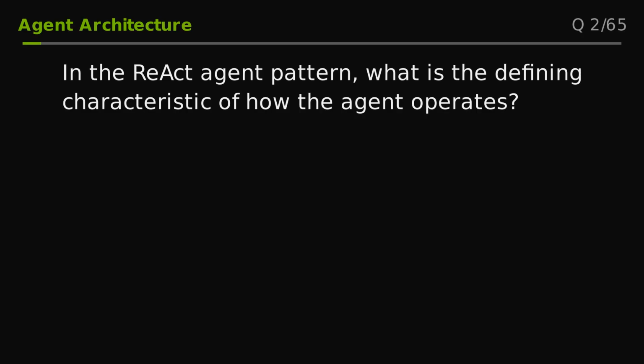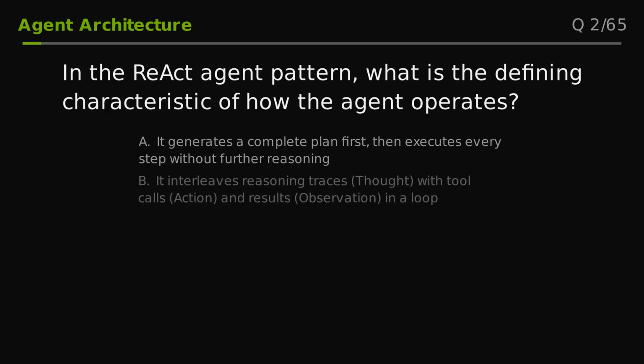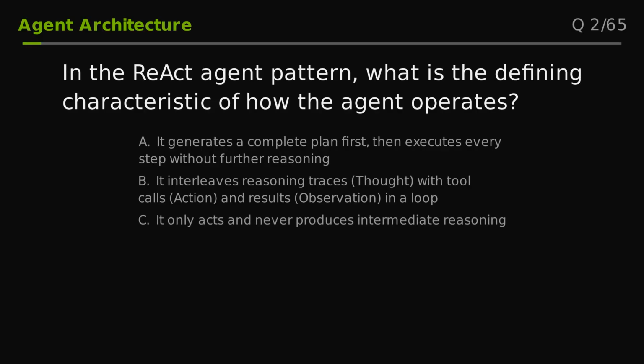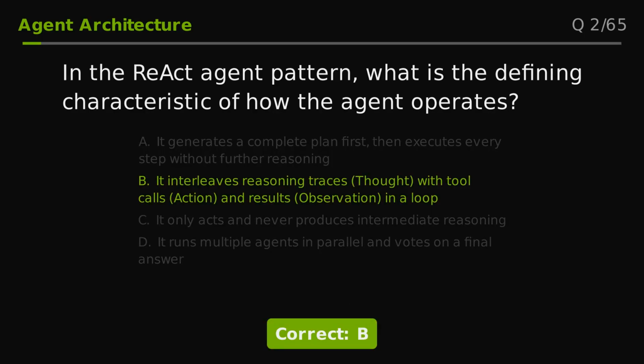Question 2. In the ReAct agent pattern, what is the defining characteristic of how the agent operates? Option A: It generates a complete plan first, then executes every step without further reasoning. Option B: It interleaves reasoning traces, thought, with tool calls, action, and results, observation, in a loop. Option C: It only acts and never produces intermediate reasoning. Option D: It runs multiple agents in parallel and votes on a final answer. The correct answer is B.